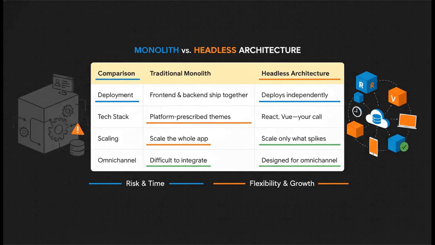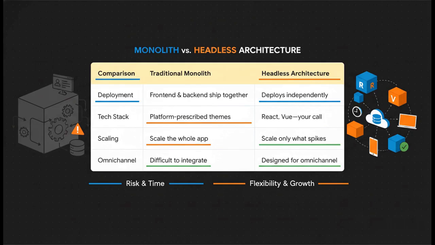Now, this is where it gets really interesting. This chart lays out the trade-offs so clearly. Just look at that first row, deployment. With a monolith, your front and back ends deploy together. That means a tiny UI change could force a full system regression test. But in a headless world, they deploy independently, which drastically cuts down on risk and time.